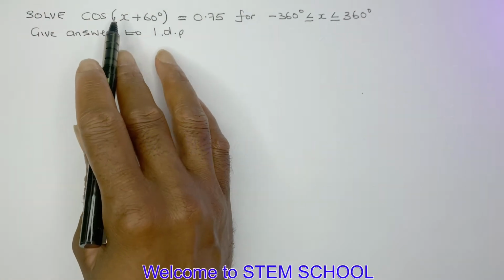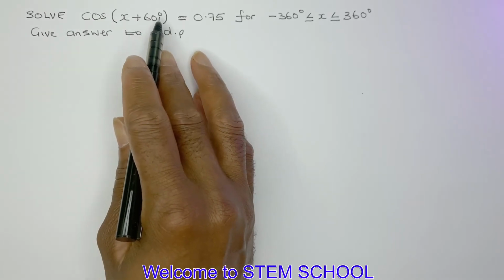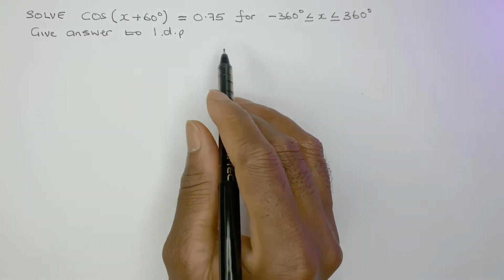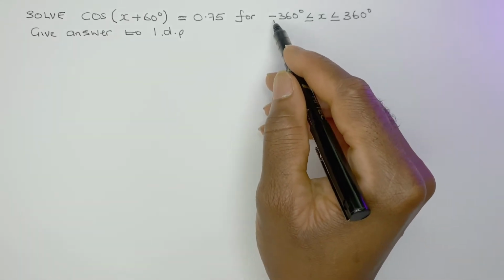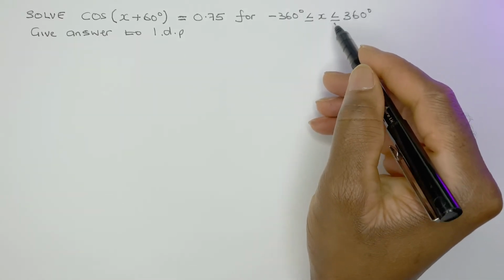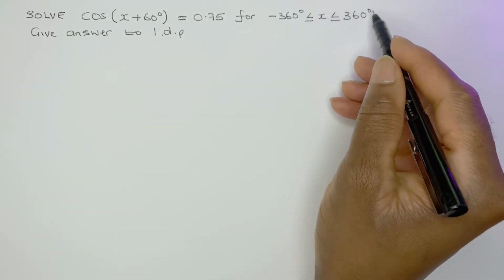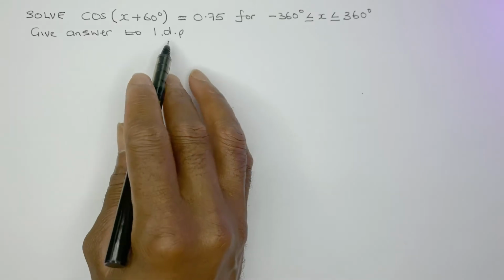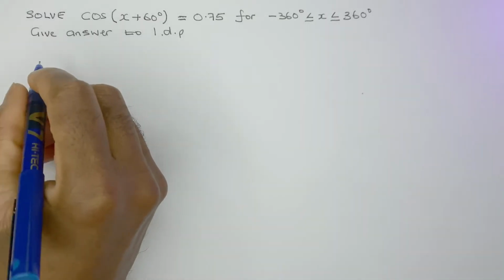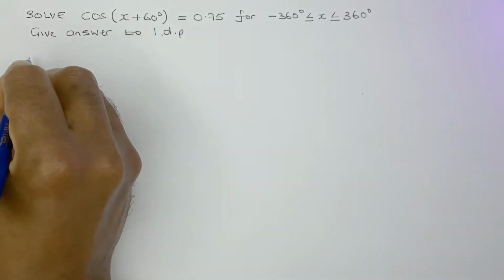Solve cos(x + 60 degrees) = 0.75 for minus 360 degrees less than or equal to x less than or equal to 360 degrees. Give the answer to one decimal place. So the first thing to do is to solve this equation.